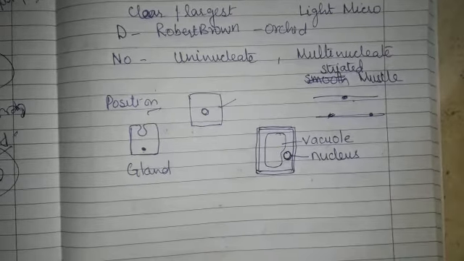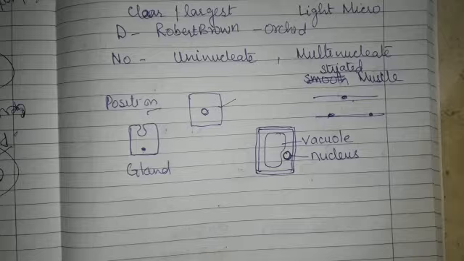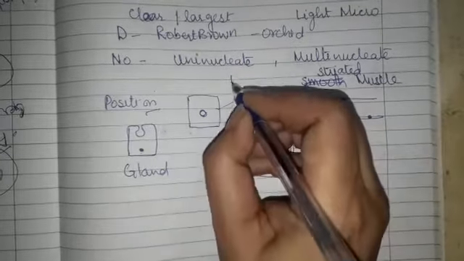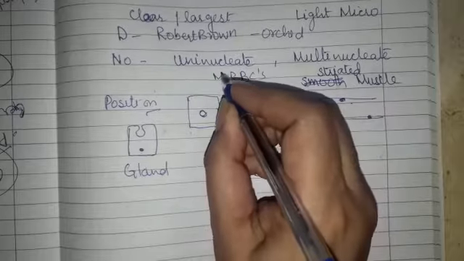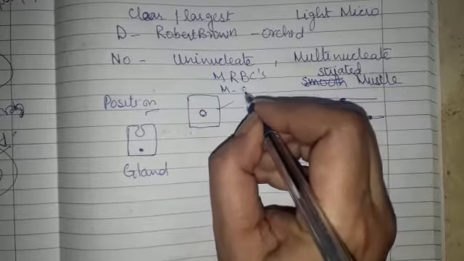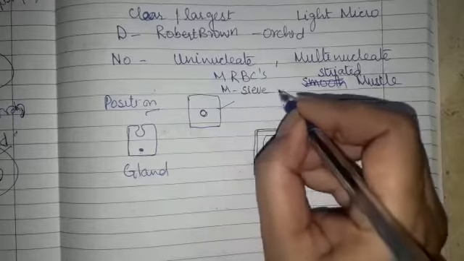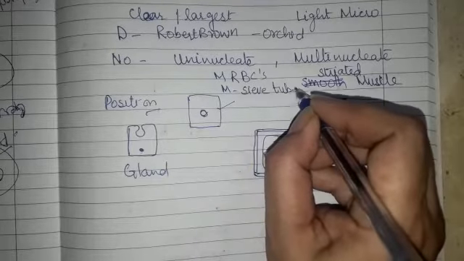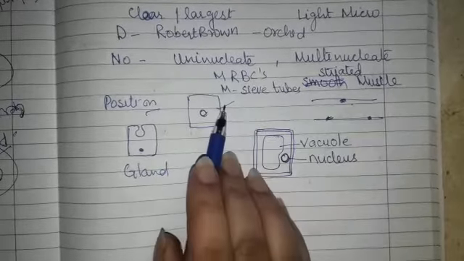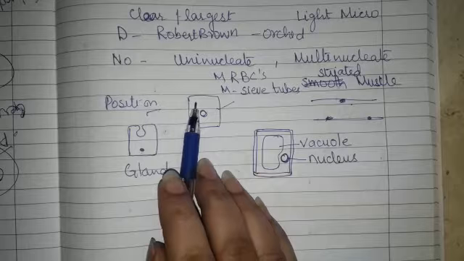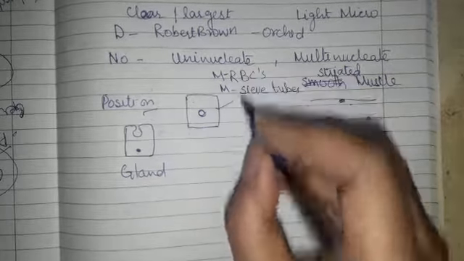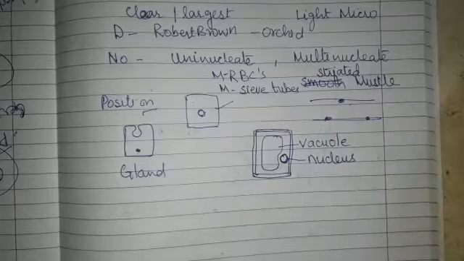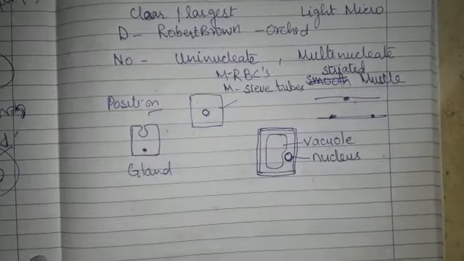Some of the cells lose their nucleus as they mature. For example, the mature RBCs and the mature sieve tubes in plant cells. Sieve tubes in plant cells, as they mature, lose their nuclei. And in animal cells, the RBCs, when they mature, lose their nucleus.